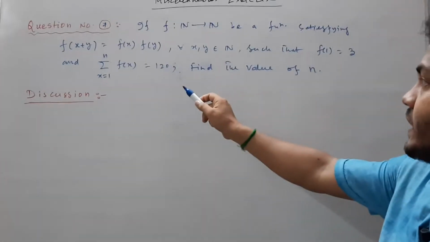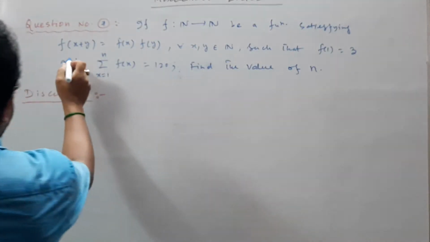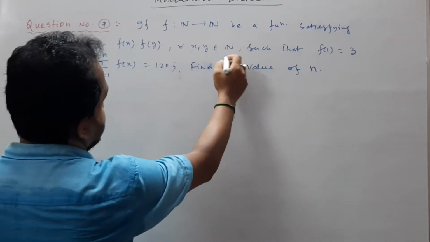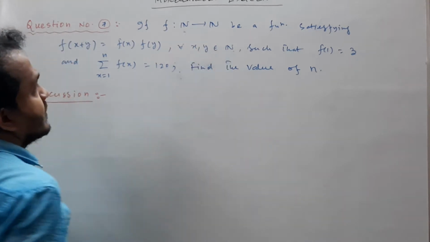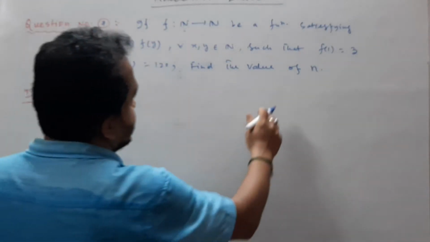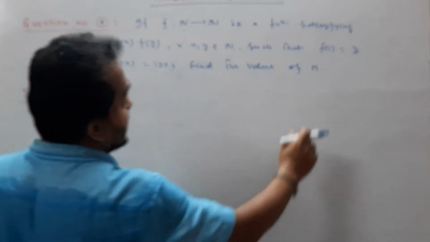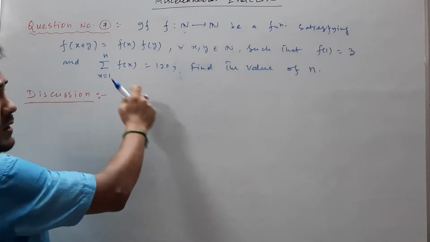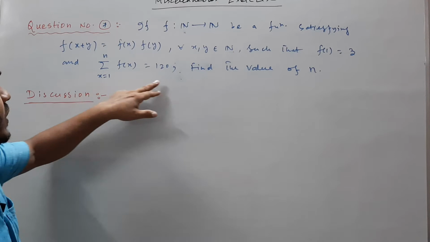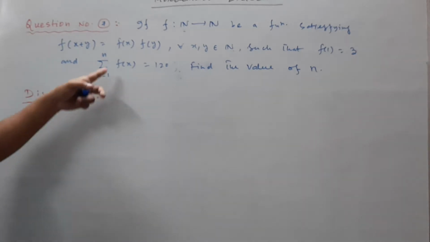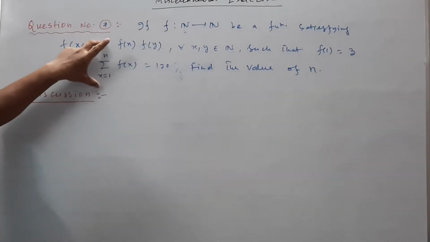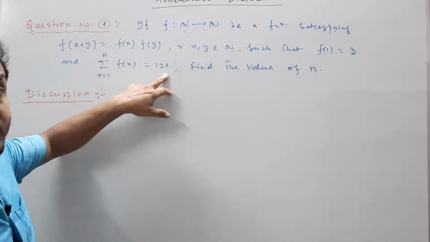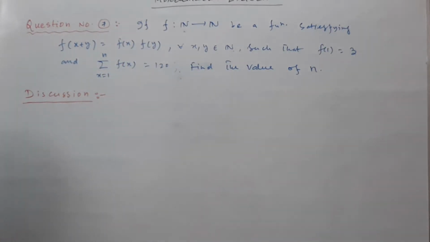and it satisfies the condition f(x + y) = f(x) f(y) for all x, y belonging to the set of natural numbers N, that is the domain, such that the value of the function at x = 1, f(1), is equal to 3, and the summation of n such terms is equal to 120. So we have to find out the value of n. If the sum of n terms of the function is equal to 120, what is the value of n?